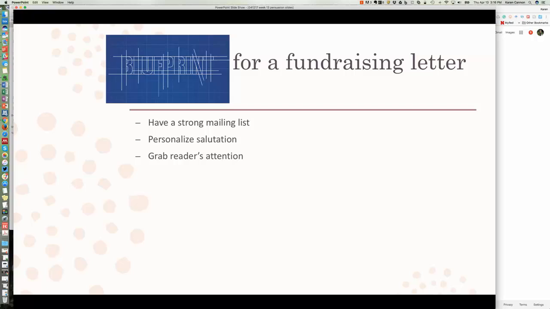Then when you start the letter, you really need to make sure that you use, and I think your book talks about this, using the lead, like considering the first sentence or the first short paragraph of your fundraising letter as an actual news lead almost, and grab the reader's attention with that information. Then you go into explaining what the need is and providing an example that really humanizes the challenge or the problem that your organization works on or works with.